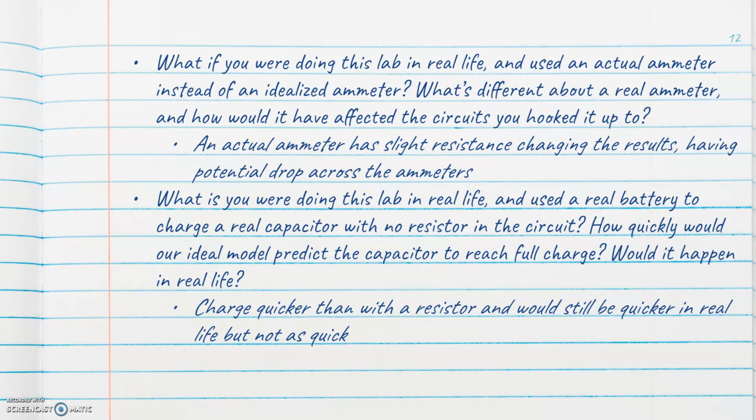If you're doing this lab in real life with a real battery and a real capacitor with no resistor in the circuit, the battery might not be exact with the amount of voltage that you want, and there would be more resistance going through the wires because real wires have slight resistance, same with real ammeters. However, in the simulation, they are perfect and they have zero. Again, it would charge quicker without a resistor than it would with a resistor. However, it would be slower in real life, as I said, because there would actually be a slight resistance in the wires and the ammeter.